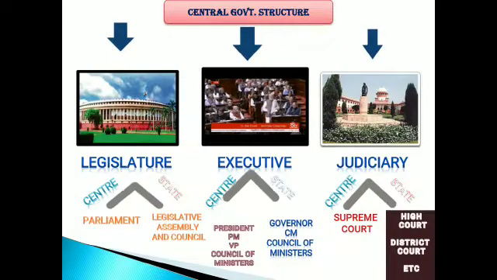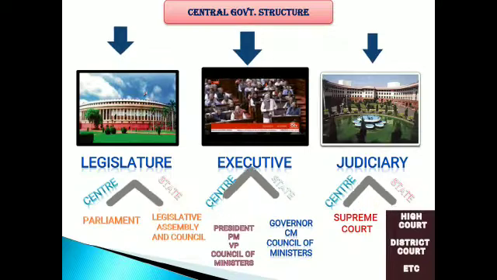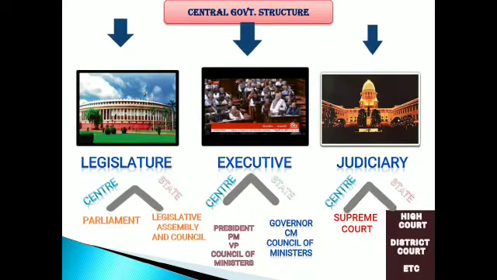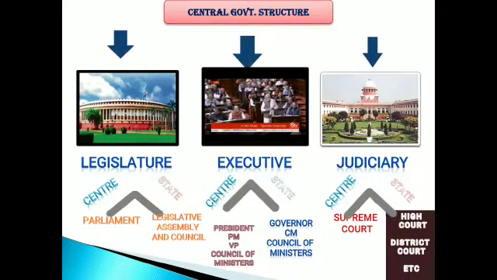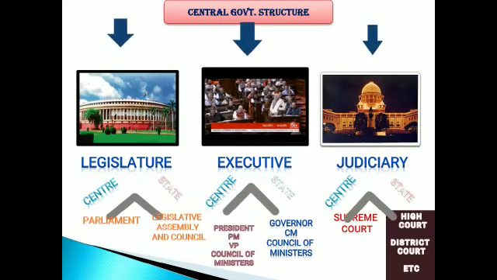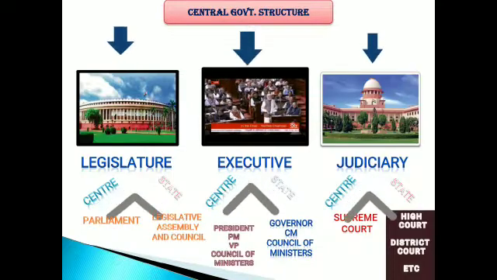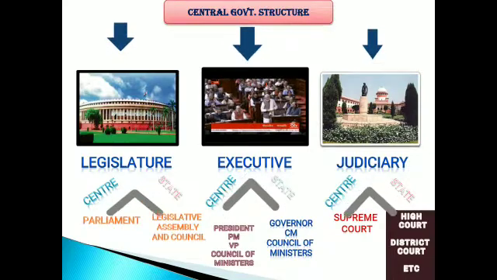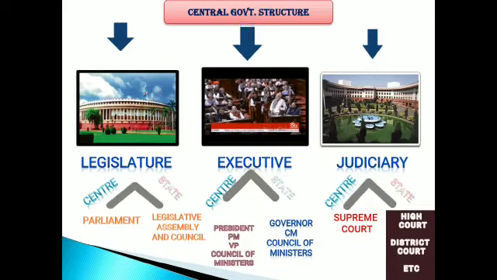Let's see the structure of the government at the state level as well as at the central level. There are three organs of the government: legislative, executive, as well as judiciary. Legislature means the lawmaking body, executive means implementing the laws, and judiciary means interpreting state as well as central laws. Let's see one by one.